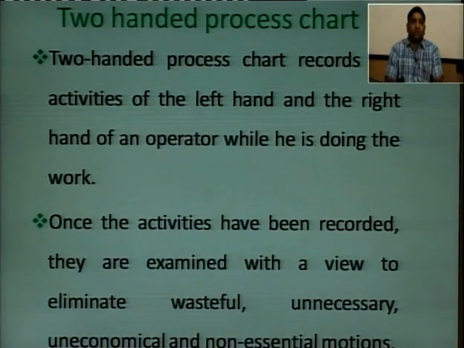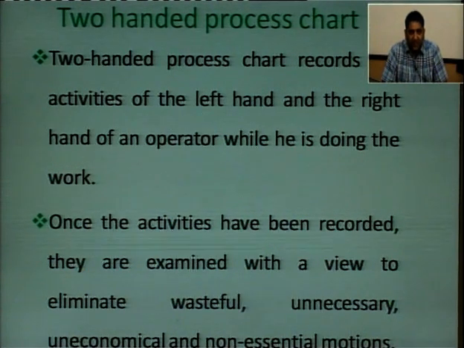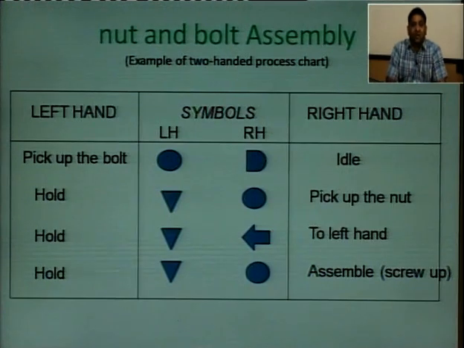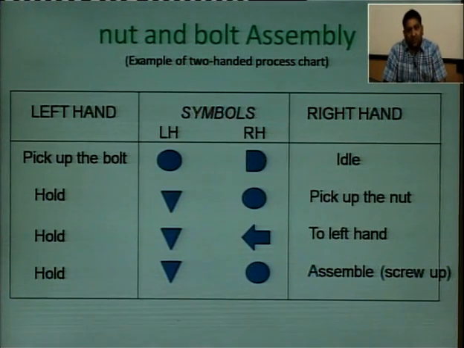Now two-handed process chart. A two-handed process chart records the activities of the left hand and right hand of an operator while he is doing the work. Once the activities have been recorded, they are examined with a view to eliminate wasteful, unnecessary, uneconomical and non-essential motions. Now, this is an example of a two-handed process chart, nut and bolt assembly. Left hand symbol, right hand. Now, what will the left hand do?